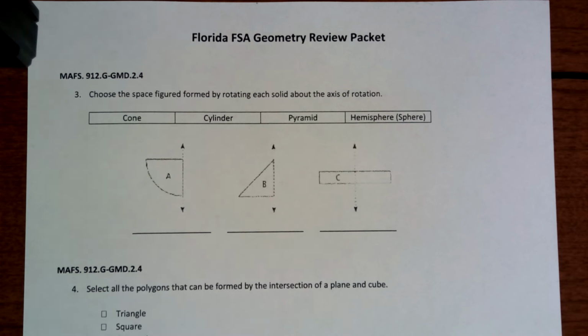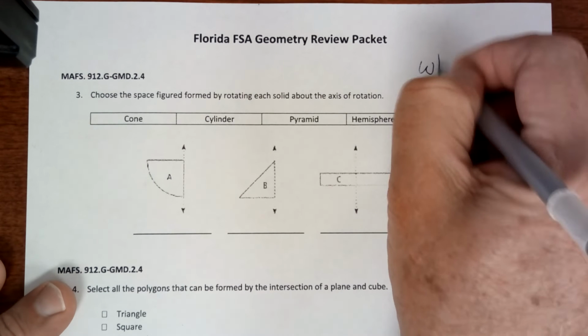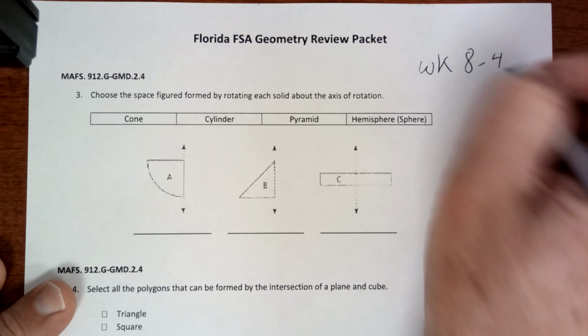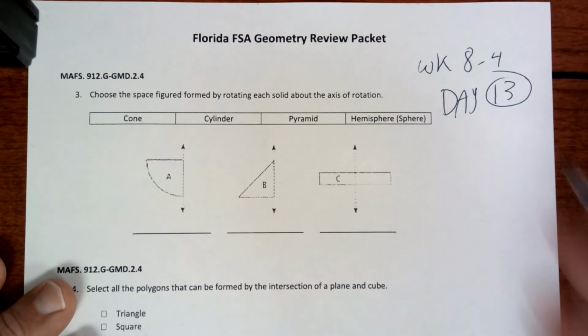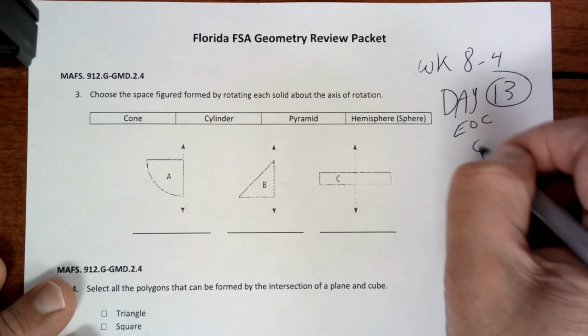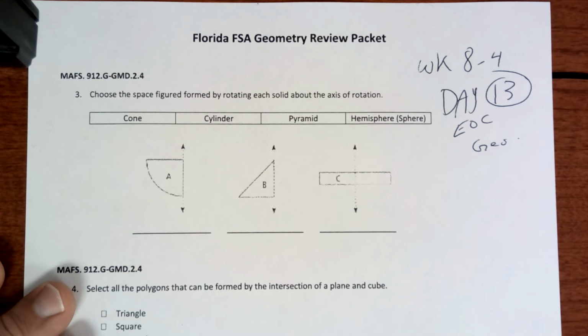Up at the top, put week 8-4 and put day, I think it's day 13. So put day 13 EOC geometry. Make sure you have that heading on your paper.